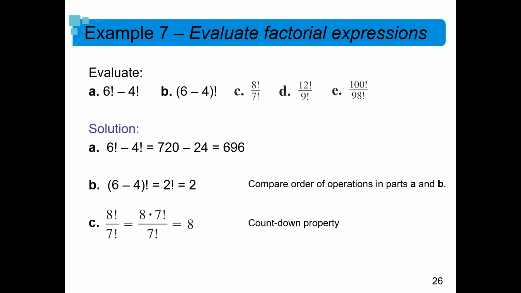This one is very useful. Here you are using the countdown property to realize that 8 factorial in the numerator is just 8 times 7 factorial. Now you have a 7 factorial both in the numerator and the denominator, so you can cancel both out, and what you're left with is 8.